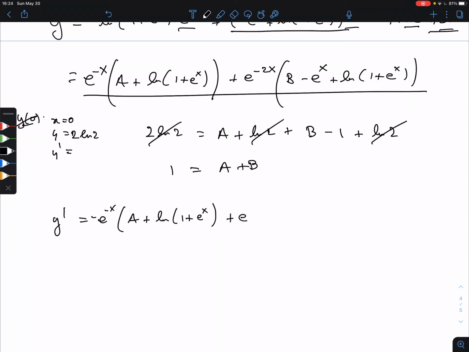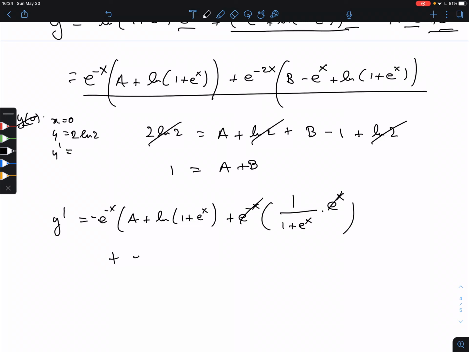And then copy that part and take the derivative of the inside part. Now, the derivative of a is a constant, that is 0, and then the derivative of ln is 1 over 1 plus e^x times the derivative of the inside function. Okay, so actually these two cancel.